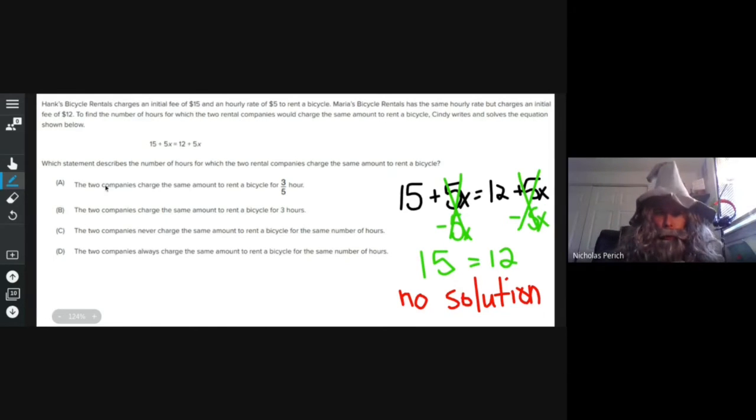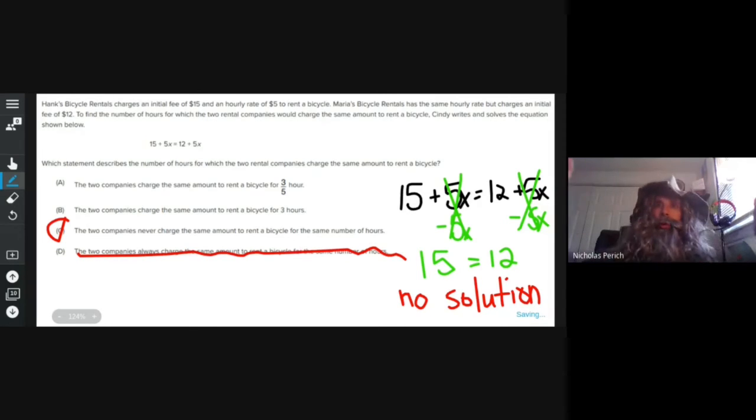Which statement describes the number of hours for which the two rental companies charge the same amount to rent a bicycle? The two companies charge the same amount and have to rent a bike. That doesn't make sense. The two companies charge the same amount to rent a bicycle for 3 hours. That doesn't make sense. The two companies never charge the same amount to rent a bicycle. That makes sense, because if there's no solution, then there's going to be no way that these two shall equal. Now, if we had 15 equals 15, that would make that one true. But for some reason, I crossed it out.